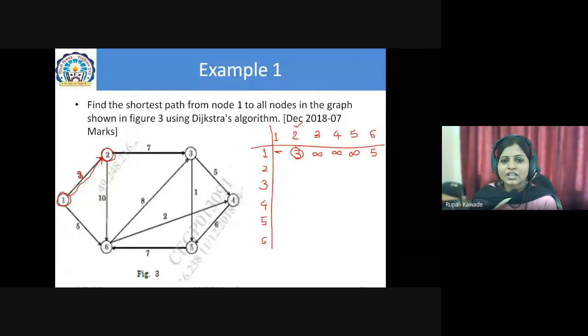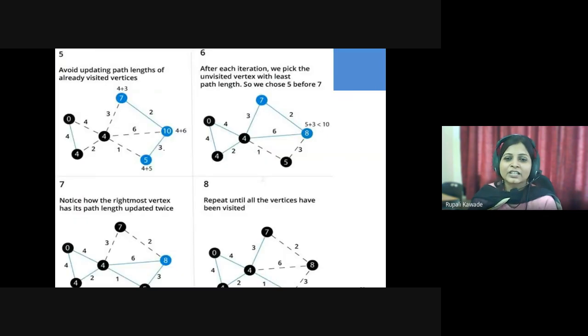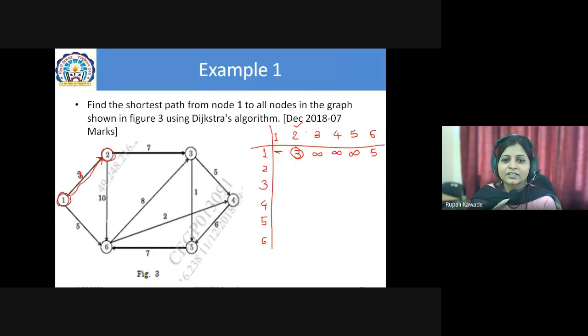Now we are at node 2. We have to update the weights of all the remaining nodes from node 1, but via 2. That is, the distance of all the remaining nodes from node 1 via 2.